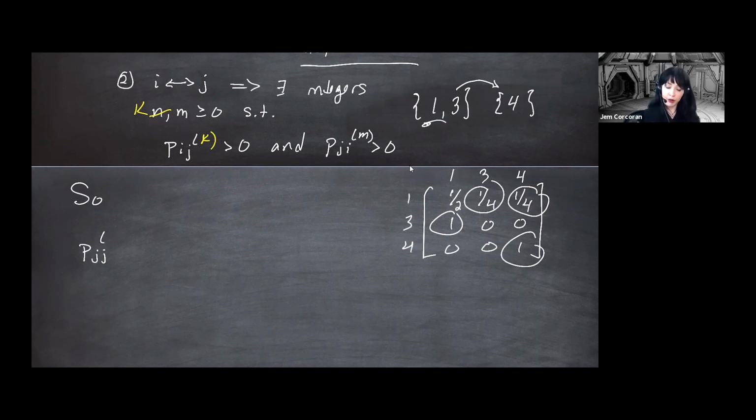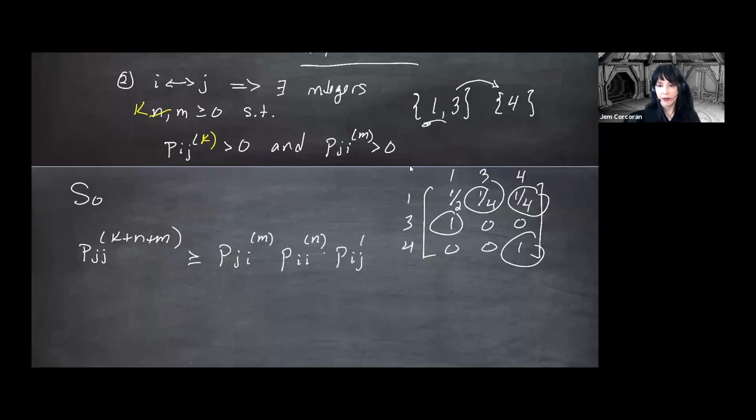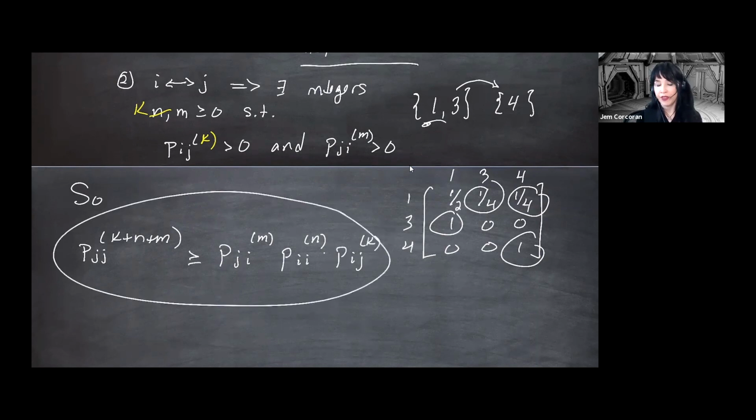The probability I go from j to j in k plus n plus m units of time is greater than or equal to going from j to i in m units of time, and then going from i to i in n units of time, and then going from i to j in k units of time. This is Chapman-Kolmogorov, where we pulled out one term. This is going way too fast.